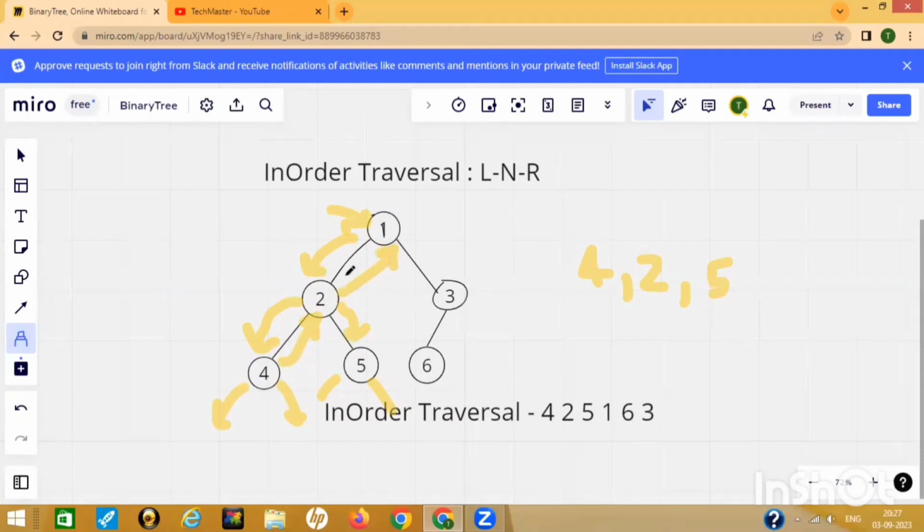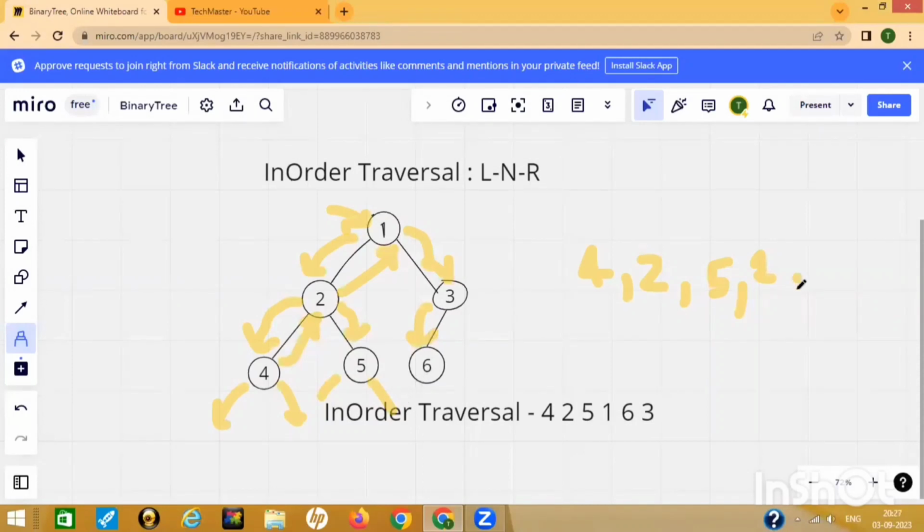For 1, the left side is visited, so we will visit node 1. So we have visited all the nodes on the left side of 1, and now we are visiting node 1. Now we move to the right side. On the right side, we have node 3. For node 3, we have a left node, so we move to left node 6. And for node 6, left is null.